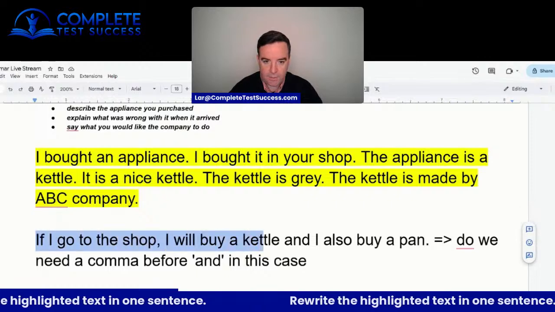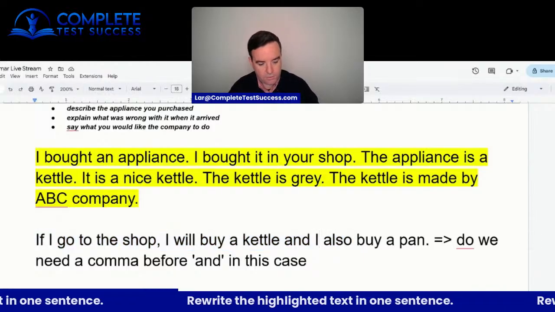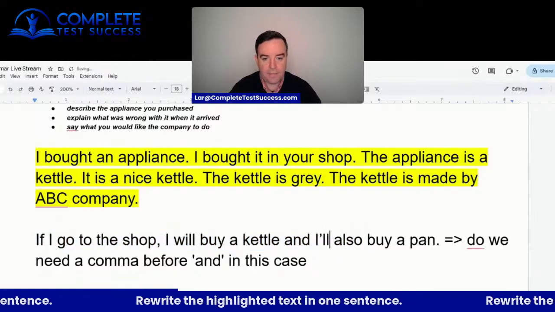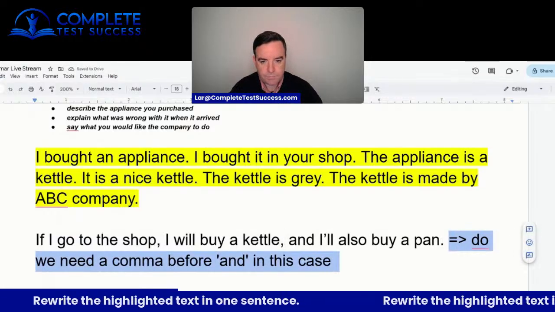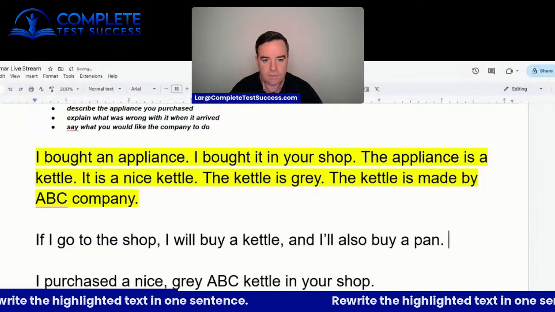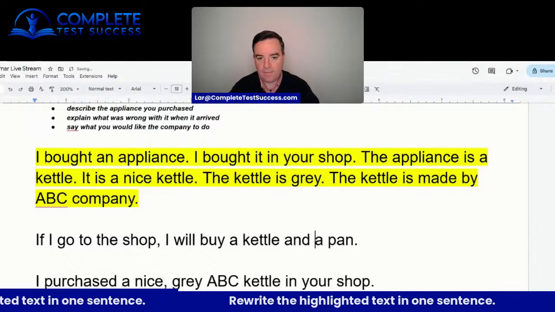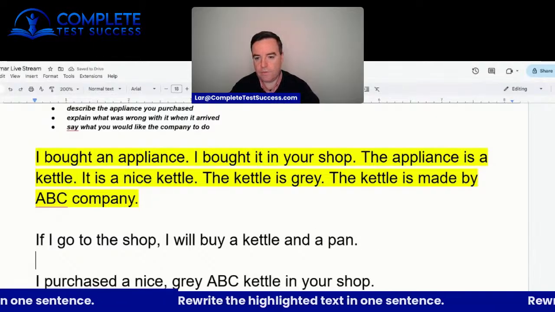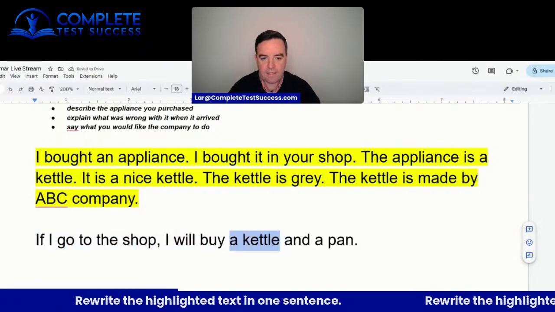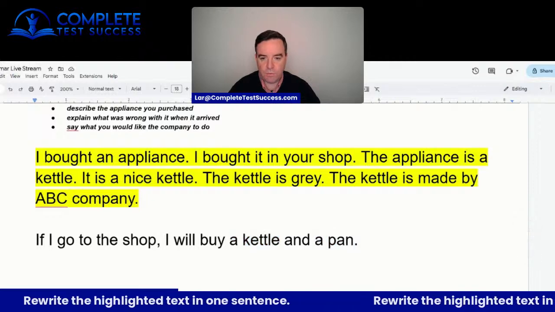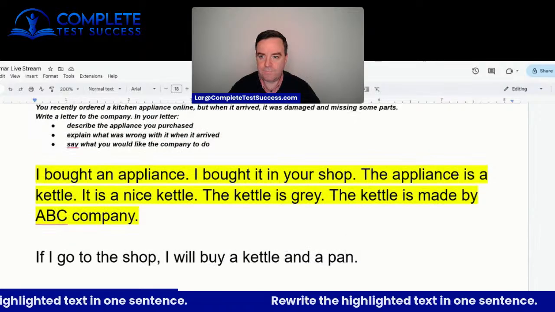If I go to the shop, I will buy a kettle, and I'll also buy a pen. Yep. So you would need a comma before that, but it's not natural. More natural would be I'll buy a kettle and a pan. So if that was the sentence, it wouldn't be two clauses. It wouldn't be one clause for the kettle and one clause for the pan. That would just be one in one go. I'll buy a kettle and a pan would be far more natural.